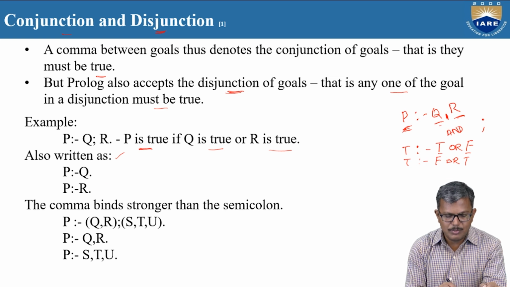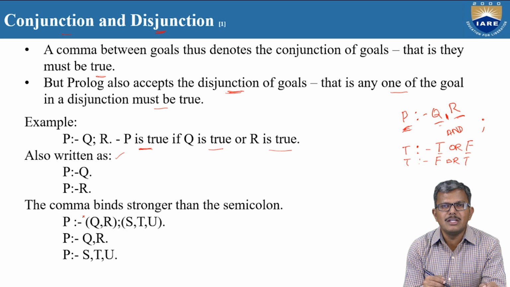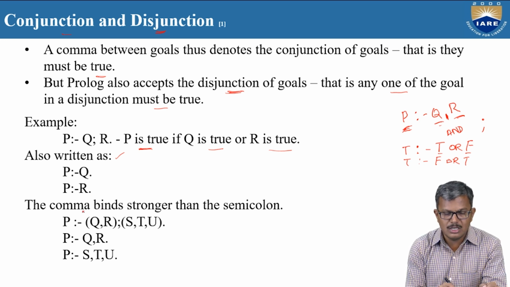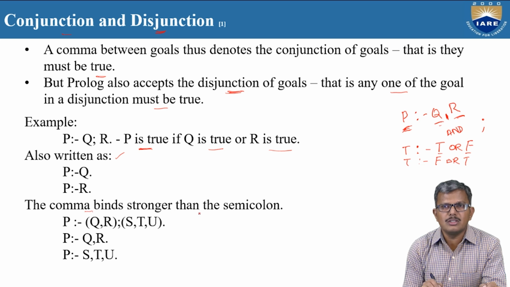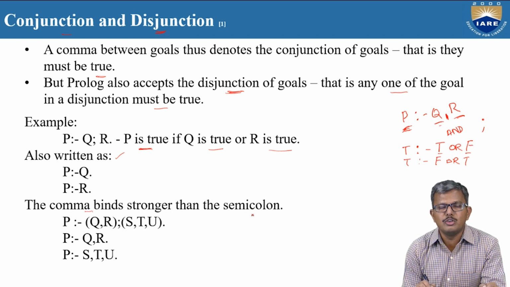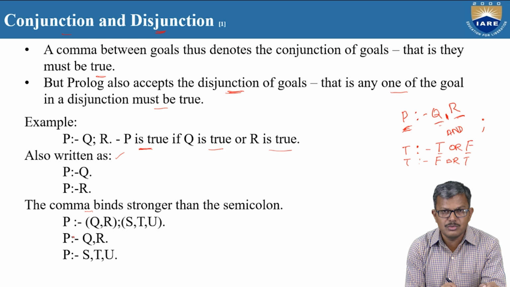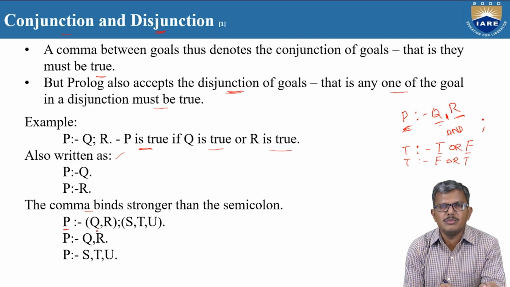But sometimes you will get slightly more complex predicates, complex rules. The comma binds stronger than the semicolon. How does the comma bind stronger? If you want to prove that P is true, first you need to prove both Q and R are true, and you need to prove S, T, U are also true, because there are commas in between.